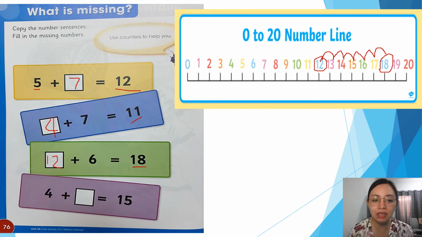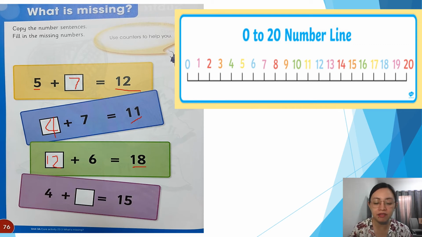Okay, now let's proceed with the last one. Blank minus 4 is equal to 15. Let's solve for this one. We're going to subtract 4 from 15, because 4 is the smaller number and 15 is the bigger number. So let's begin with 15. We're going to subtract 4. So let's jump 4 times. 1, 2, 3, 4. So where did we stop? Okay, we stopped at number 11.